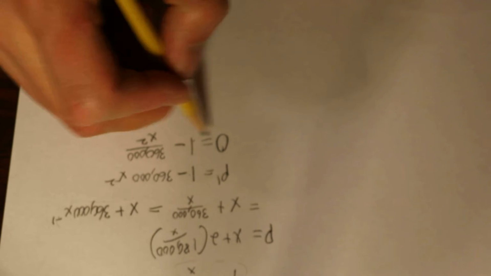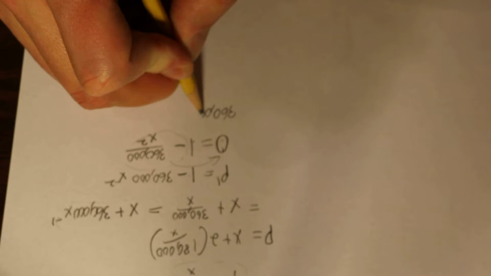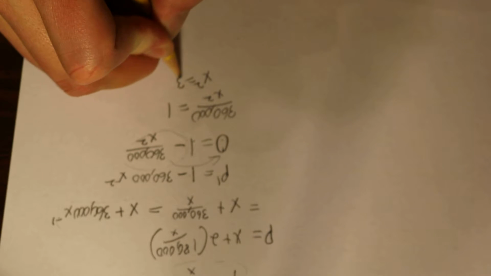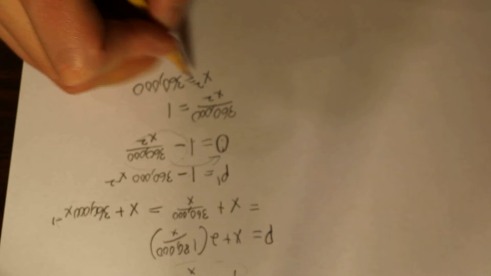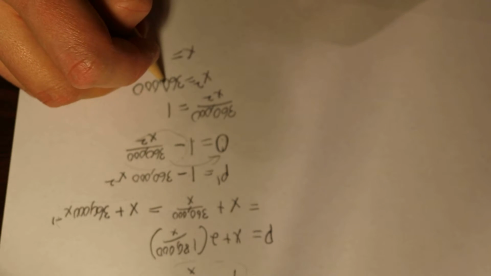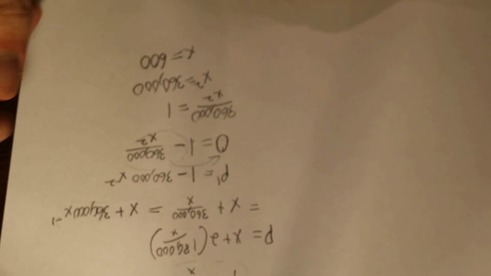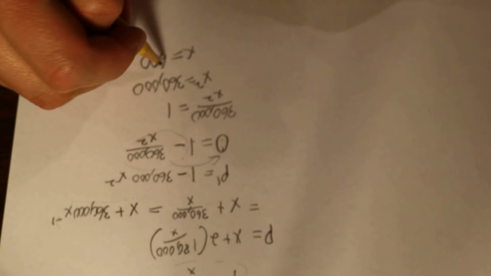You get 2 terms that equal 0, so I'd probably add this term over. You get 360,000 over x squared equals 1. If you cross multiply, you get x squared equals 360,000. Taking the square root of both sides gives you 600 meters. I know it's plus and minus, but again, you're not going to buy negative fencing. So I'm going to automatically throw out the negative when I take the square root.